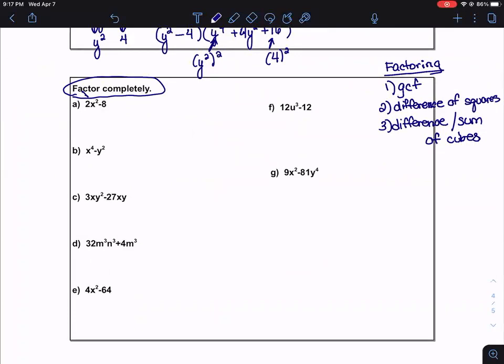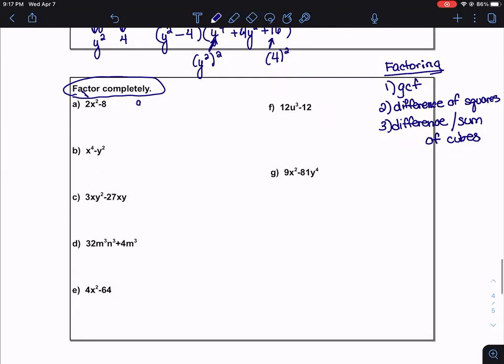So I'm going to start with letter A to show you what I mean. I'll do A and I'll do C for you. And then I'm going to have you try the rest. But factoring completely means that you're going to check for all of these things, making sure that you cannot factor any further. So let me start with A.